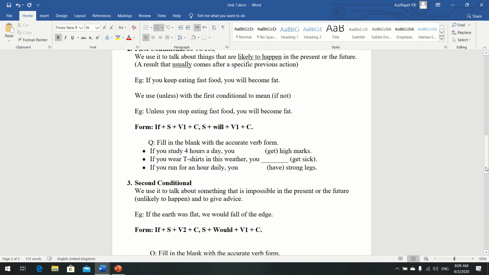So the form of the first conditional is if plus subject plus verb 1 plus complement. This is the first clause, which is simple present, and the second clause will be a simple future with will: subject will verb 1 plus complement.